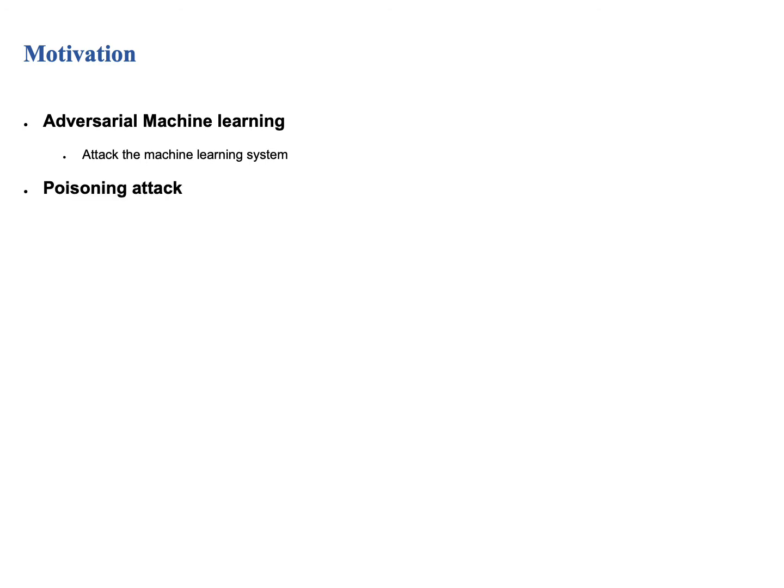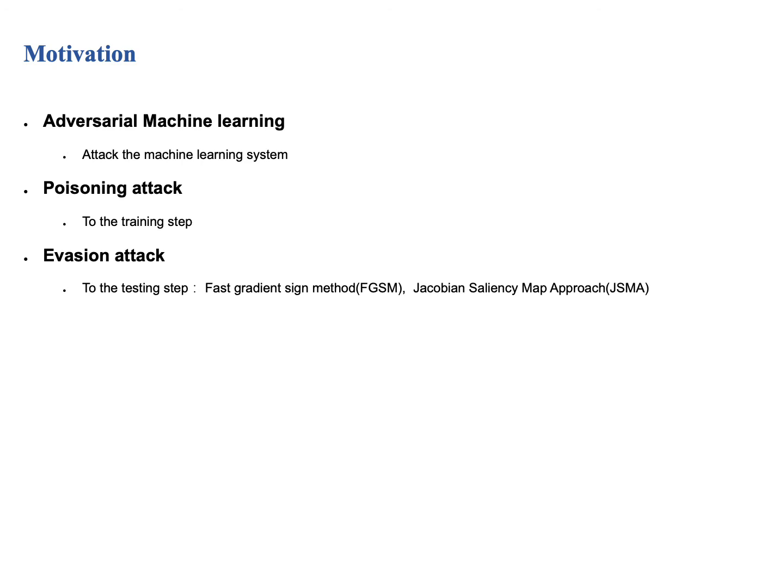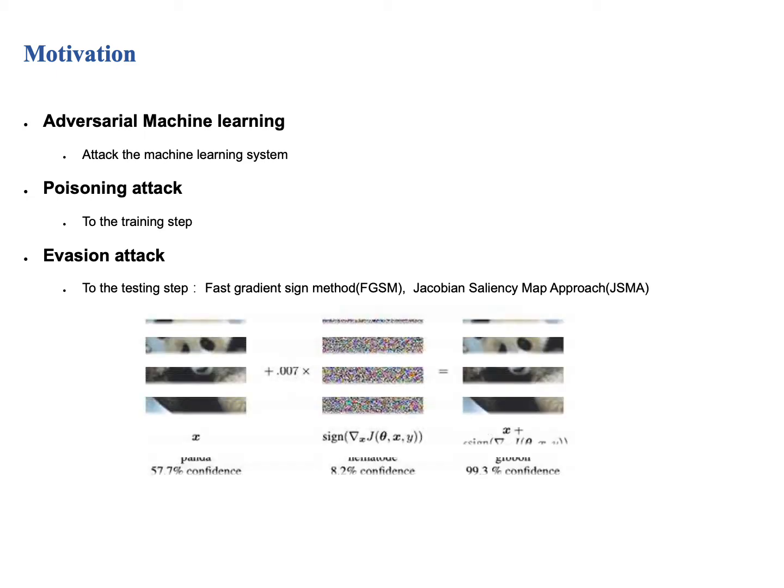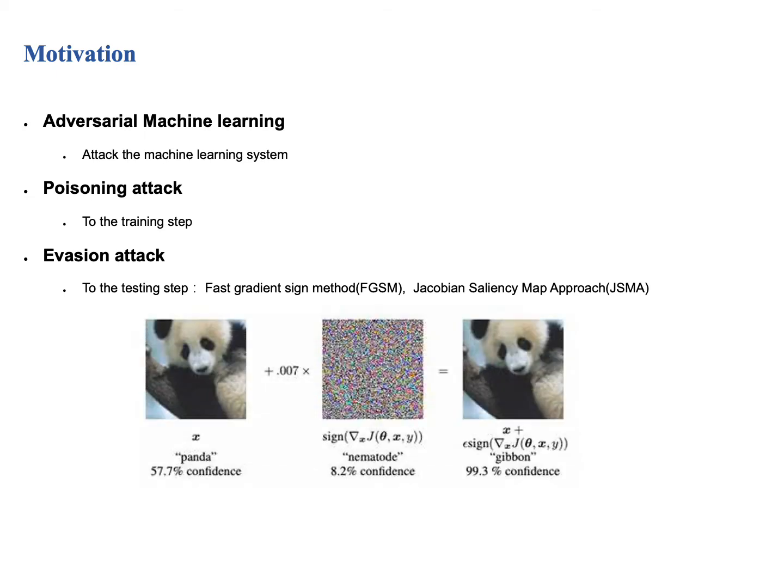When we talk about attacks on machine learning systems, we mostly talk about different types of situations. The first is the poisoning attack, which mostly targets the training stage. The other is the evasion attack, which mostly focuses on the testing stage. There are also many different types of methods, like the fast gradient based way and also the Jacobian map based way.